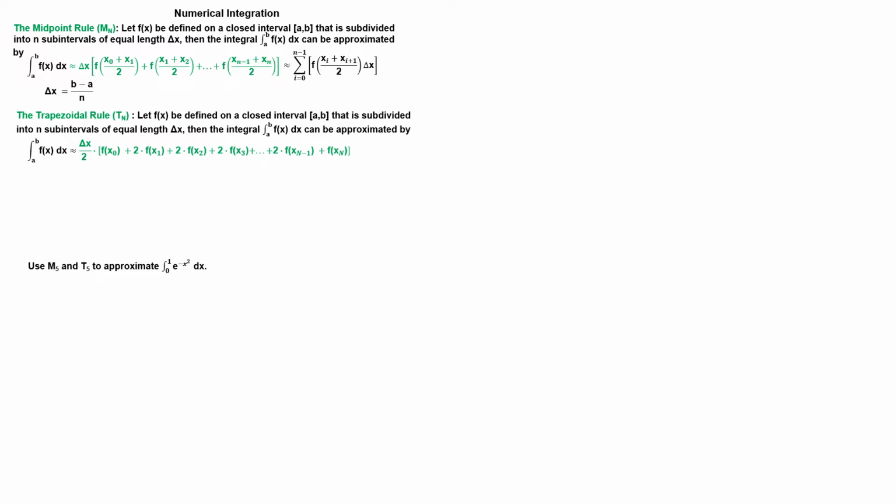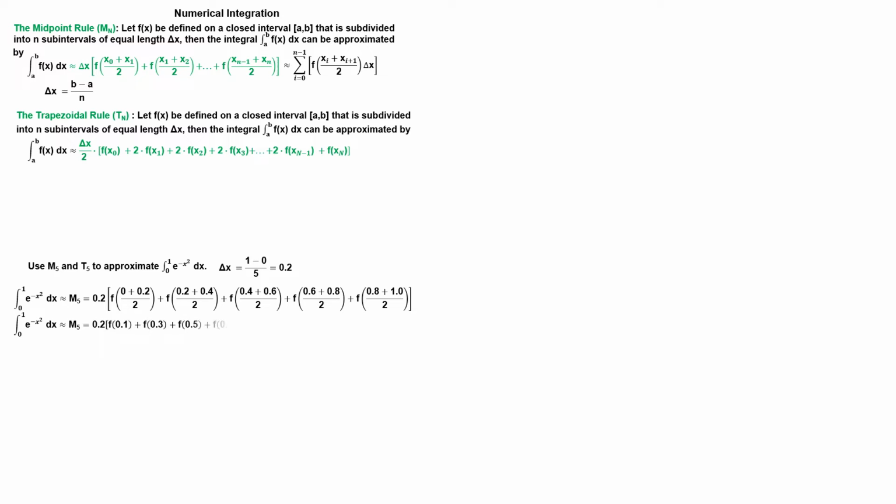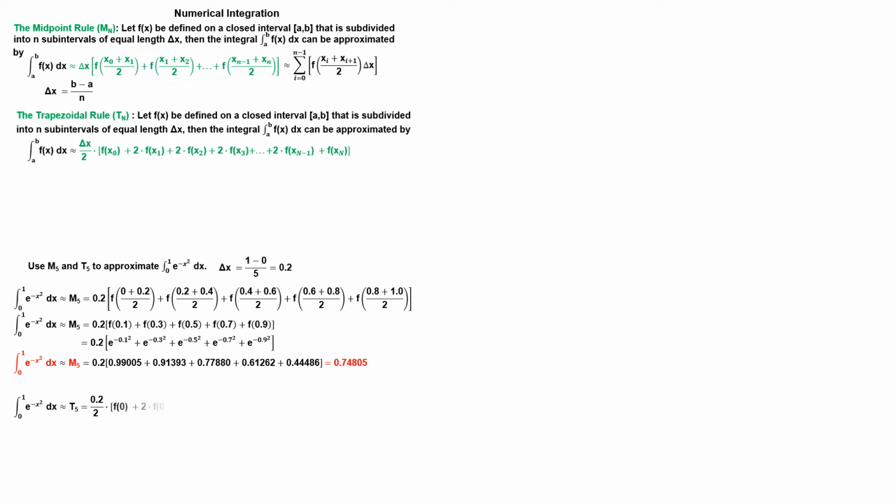First, we use the midpoint rule with n equals 5. That is, we divide the interval from 0 to 1 into 5 subintervals of width delta x. The midpoint rule gives We now use the trapezoidal rule. Pay attention.